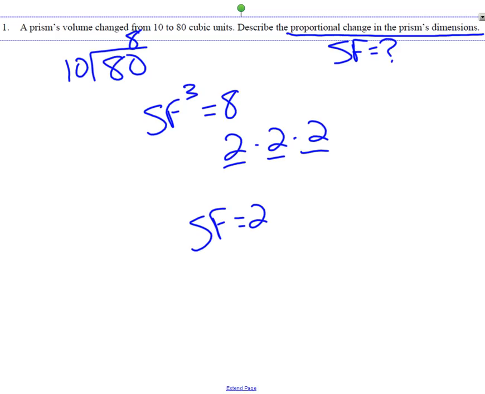So that's what I was talking about. Anytime you see, oh, the volume increased by 8 times, I know the scale factor has to be 2. Wait, is it 2 or 2 cubed? It's 2. Okay, that's it. So that is the change in the dimensions, is just the scale factor.